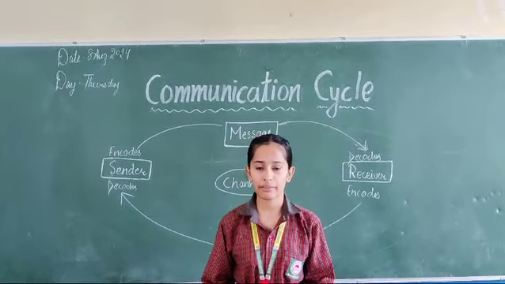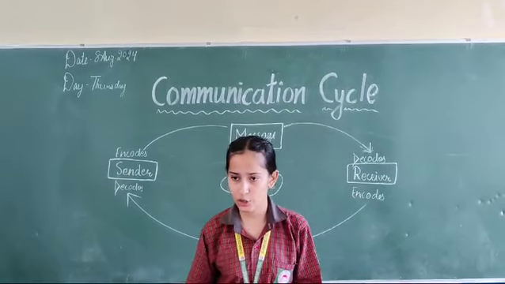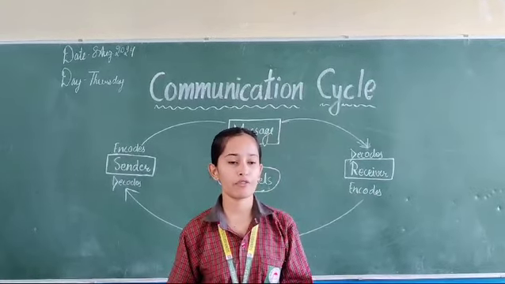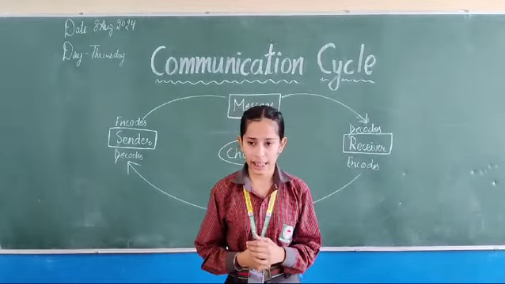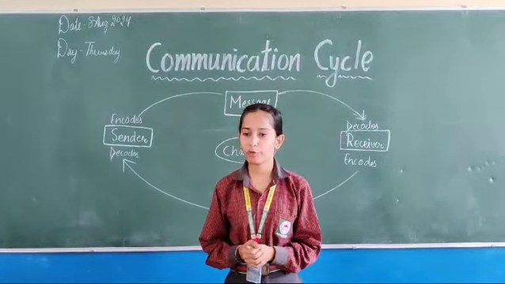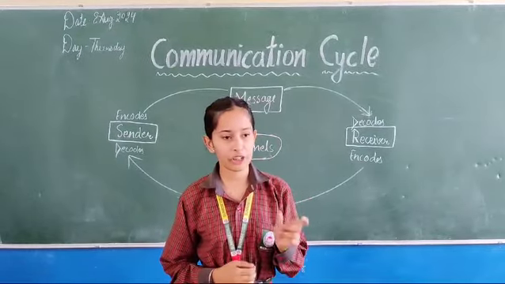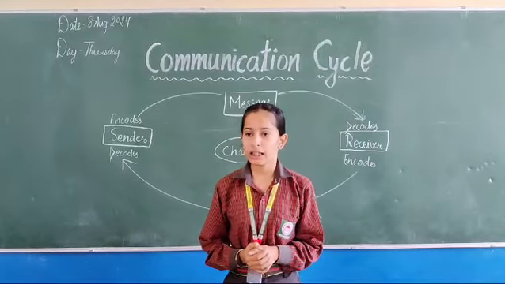First one is the sender. A sender is the person who has to send his message or the information. Next is the message. Message refers to the information which has to be sent by the sender. And third is encoding. Encoding refers to the form in which the person has to send his message, either in written form or in oral form or using signs or body language.